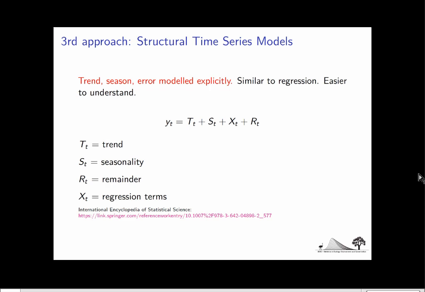Third approach, I'm just going to do quickly: spectral time series. The difference here is that you try to model trends similar to the regression. You model trends, seasonality and explanatory variables separately and explicitly, rather than differencing them out or doing something else with them. So you say, okay, your data has several components: a trend part, a seasonal part, an explanatory variable part, and then variations.